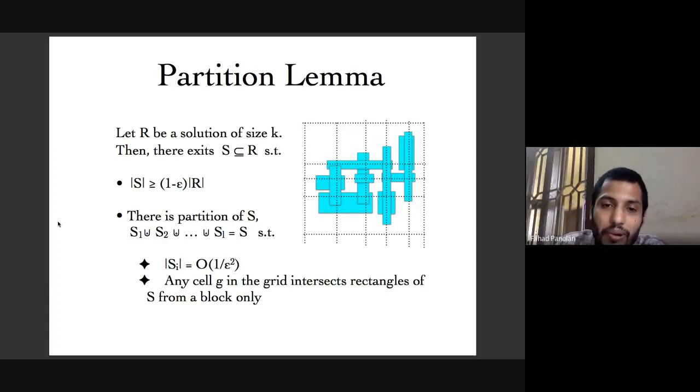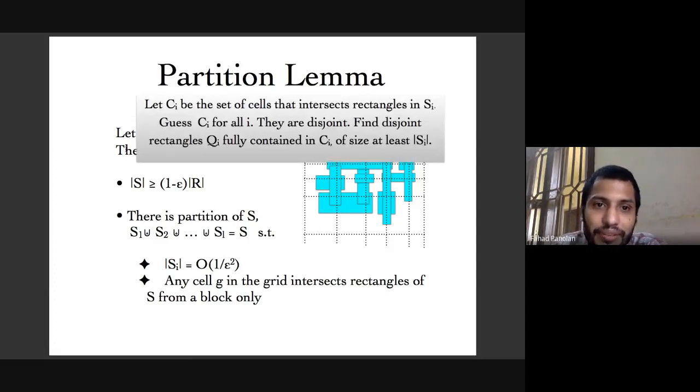Okay. So what Karthik was saying is the following. Let Ci be the set of cells that intersect rectangles in Si. Okay. So the cells in Ci will not intersect rectangles in Sj for j not equal to i. So you can guess which are the cells in Ci.